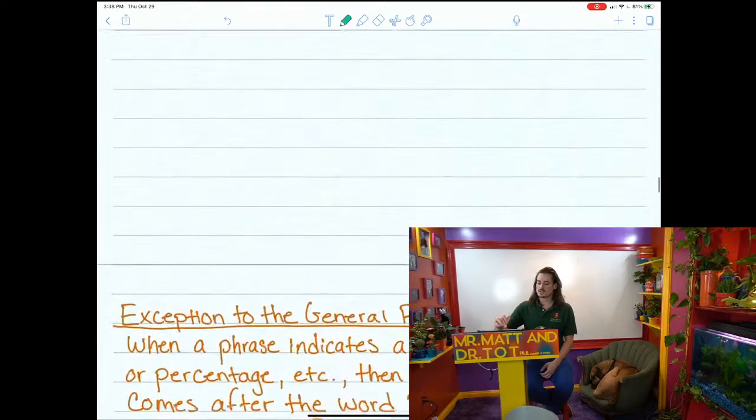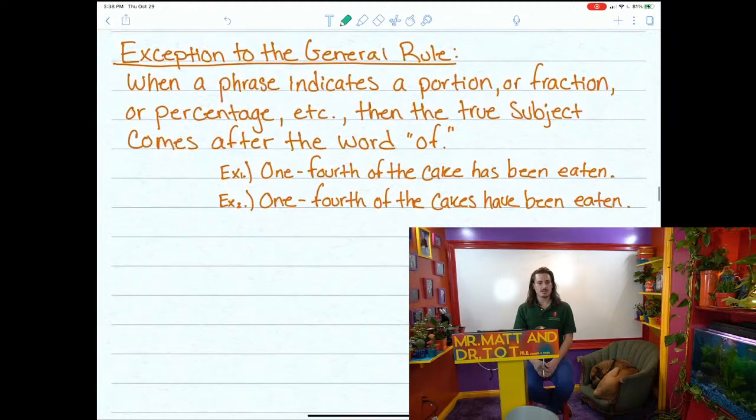However, when we're talking about or using a phrase that indicates a portion, a majority, a fraction, or a percentage, anything like that, that indicates some type of portion, then the true subject is actually after the word of. So, for example, 1/4 of the cake has been eaten versus 1/4 of the cakes have been eaten. Notice that when the subject is cake, the verb is singular, has. When the subject is plural, cakes, have been eaten.